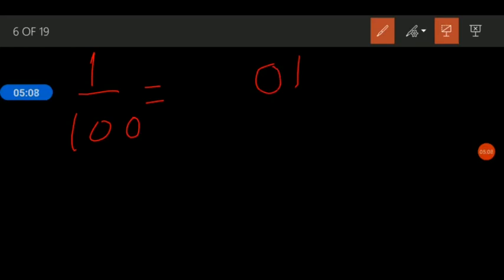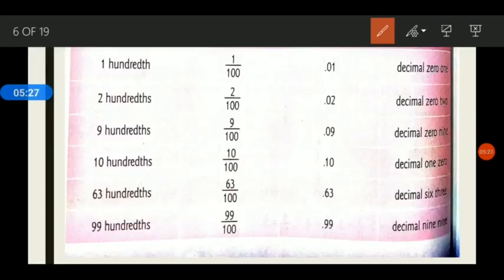Now it becomes 2 digits, you can put the decimal before 2 digits, and it becomes 0 point before the decimal. If nothing is given, you can write 0. So 1 upon 100 we can write as 0.01. Understood? Now see, 1 upon 100 we write as 0.01, 2 upon 100 as 0.02, 9 upon 100 as 0.09, 10 upon 100 we write 0.10, 63 upon 100 we write 0.63, and 99 upon 100 we write 0.99.